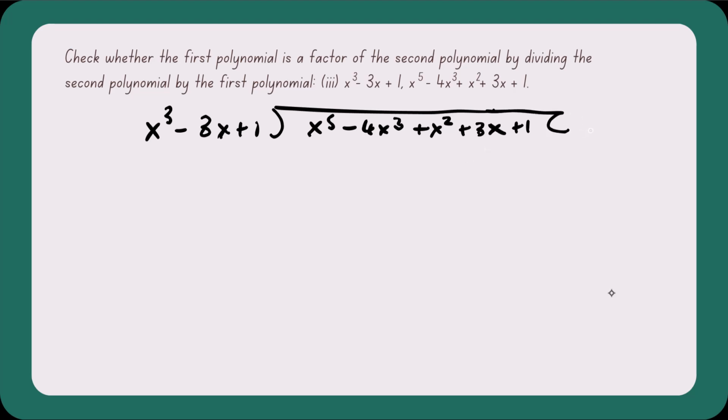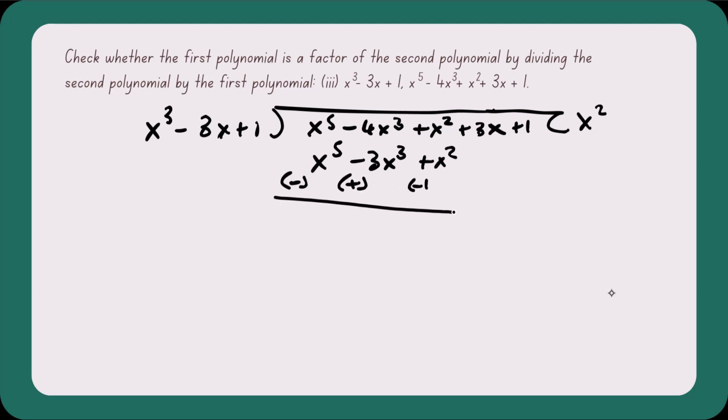Now we'll multiply with what? We'll multiply with x square. Let's see what happens. If I multiply with x square, this will become x raised to 5. Then we have minus 3x cube. Where is that? That'll be here, minus 3x cube. All right. Now what is the next one? x square into 1, right? So we'll have plus x square. Now we'll subtract it. We have minus sign here. This will become plus, this will become minus.